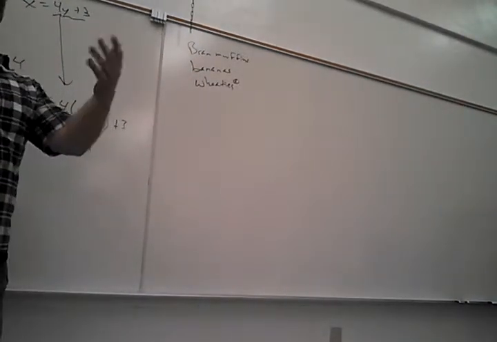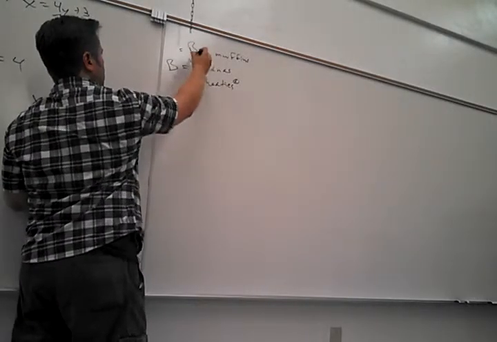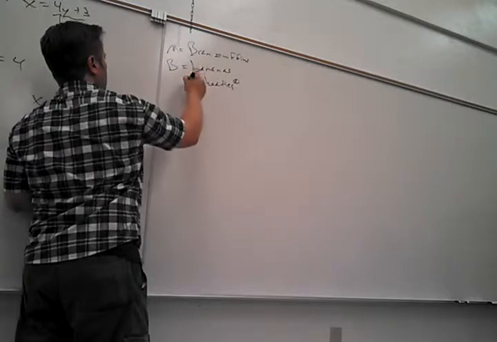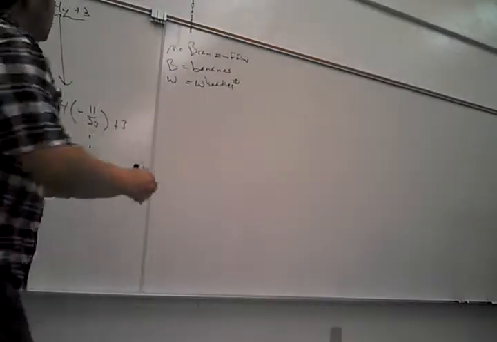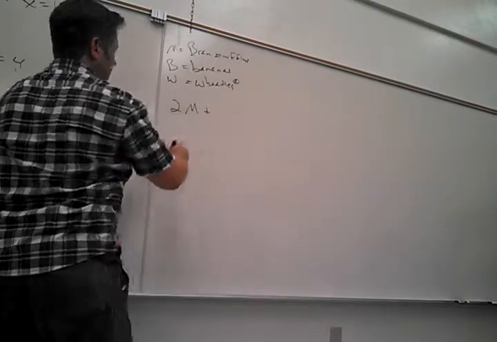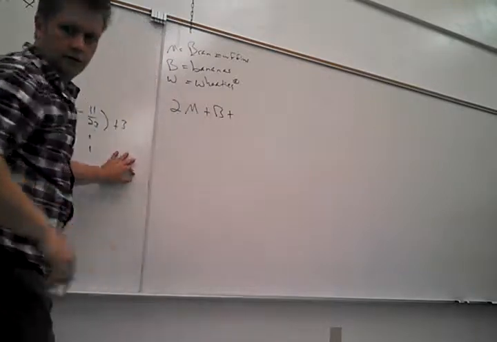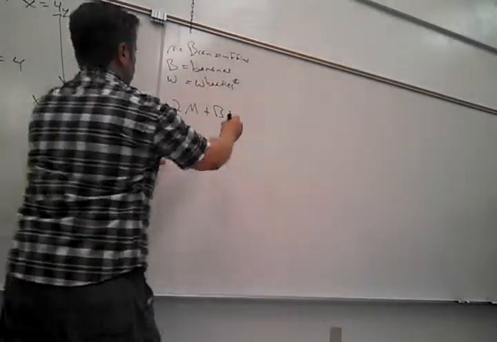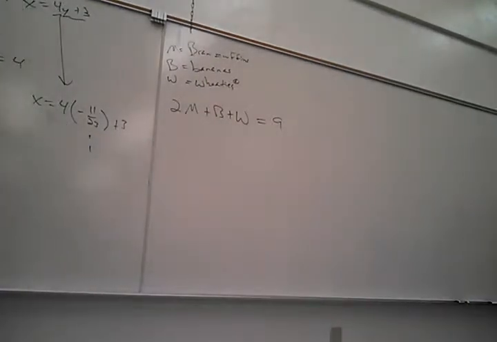So I just have to assign these variable names. Banana should be B. Bran muffins can't be B also, so I'll make them M. And Wheaties I'll make W. So now when I read this, a breakfast of 2 bran muffins and 1 banana and 1 serving of Wheaties contains 9 grams of fiber. See, now the sentences just go right into equations.